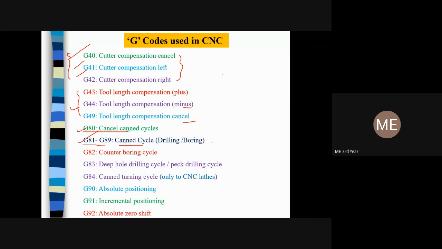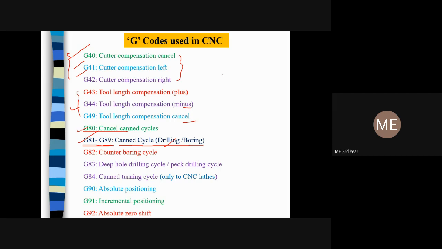drilling, boring, and depending on the different types of operation, we use the codes G81 to G89. G81 is the canned cycle we use for drilling. So we will give some examples of how the canned cycle operates and when it is needed. These are the other things.